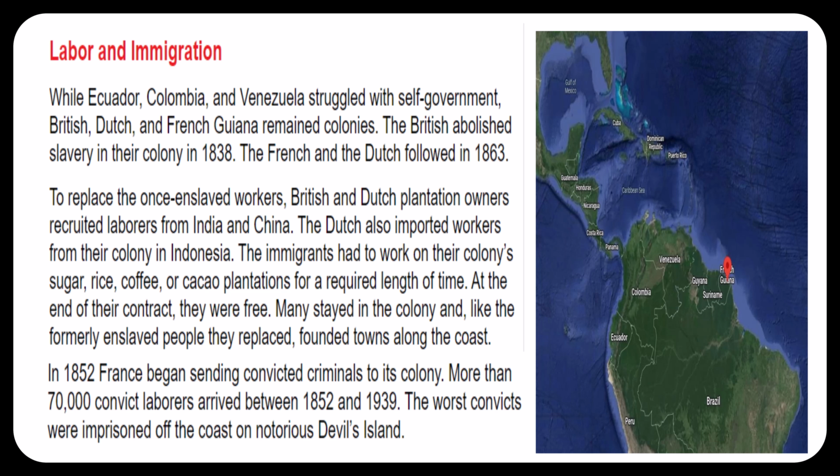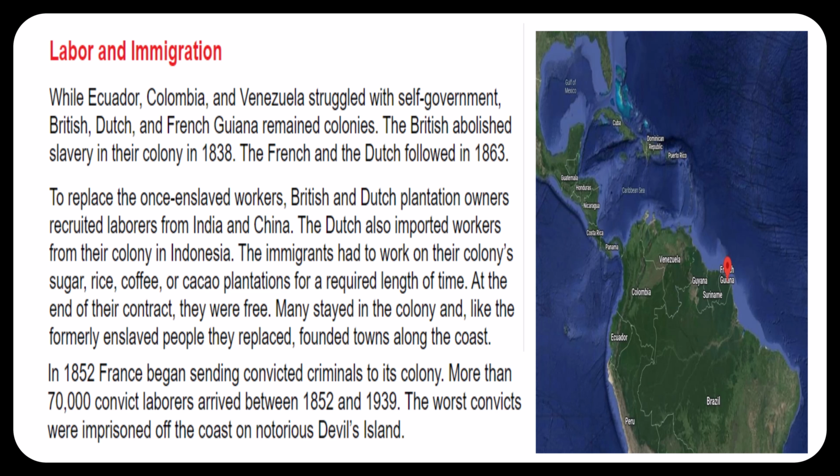In 1852, France began sending convicted criminals to its colony. More than 70,000 convict laborers arrived between 1852 and 1939. The worst convicts were imprisoned off the coast on notorious Devil's Island.